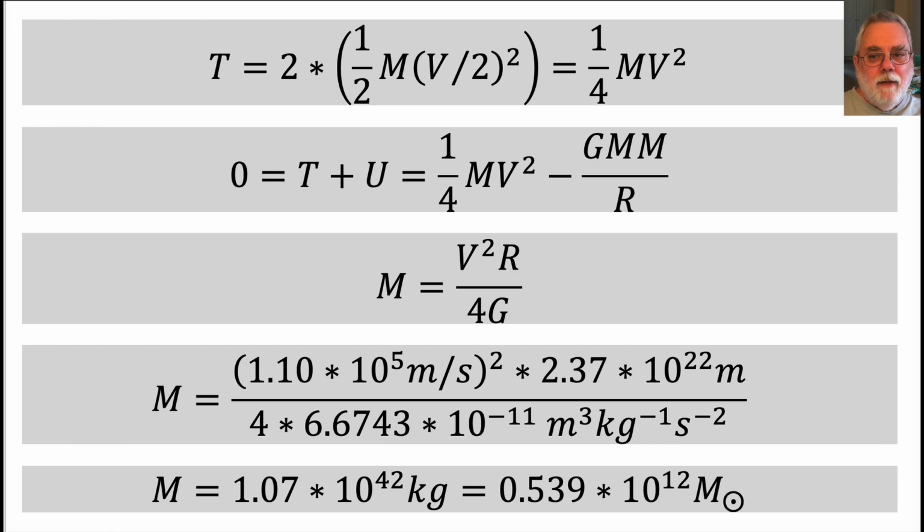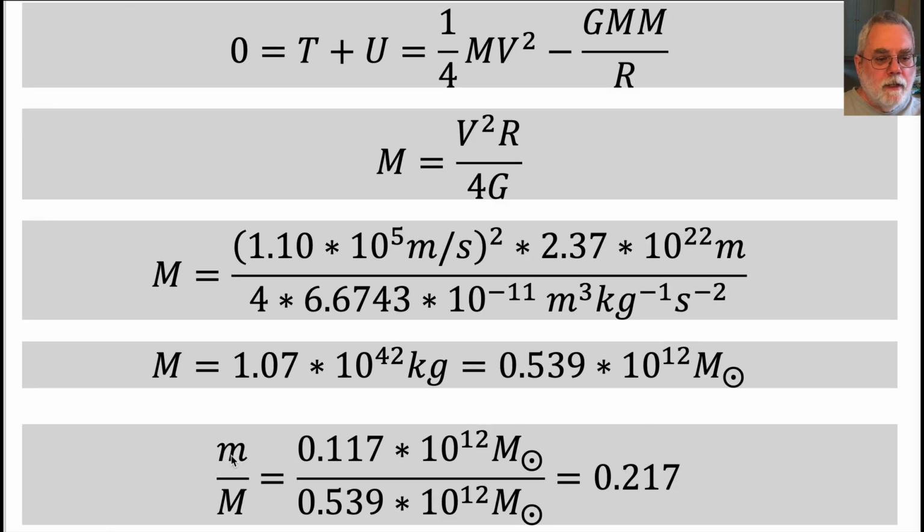Now, we divide the mass within our orbit by the total mass of the galaxy. So lowercase m divided by uppercase M. And we get about 22%. 22% of the mass of the galaxy is within the Sun's orbit. The cores and bulges of the Milky Way and Andromeda spiral galaxies are impressive for their numbers of stars, but most of the galactic mass is beyond the Sun's orbit.